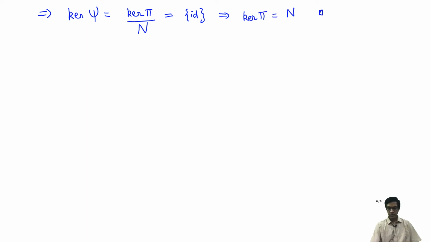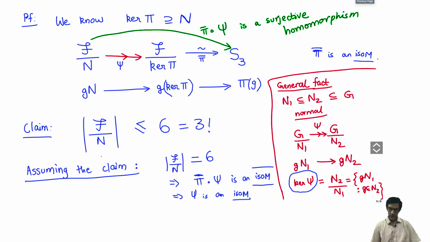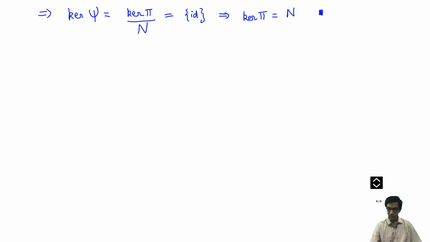Okay, and so we are done. So the proof is done. So assuming the claim, we are done. So all we need to do really is to prove this claim that this group F by N has at most 6 elements. Okay, and that's really where the heart of the proof is.